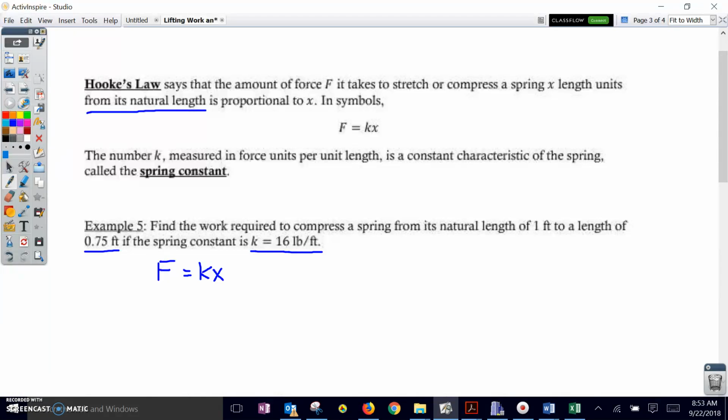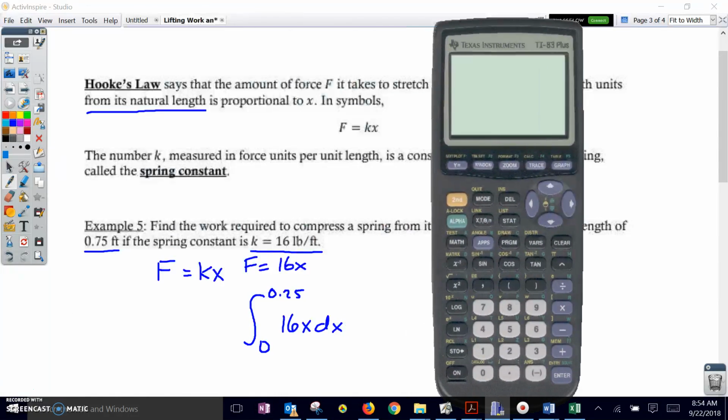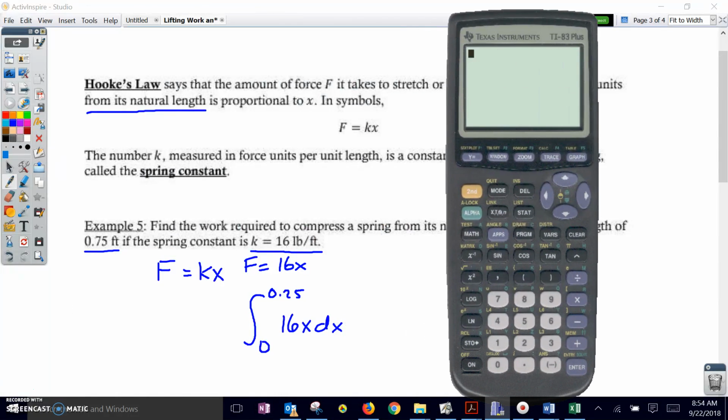And we can set up our integral the same way, whether it's a compression or an extension. We're extending or compressing from no extension, the natural length, to, well, in this case, a 0.25 foot compression. And our force function, since k is 16, is F equals 16x. So if we integrate this, the integral from 0 to 0.25 of 16x, we'll come up with the amount of work that's required to compress the spring that amount.